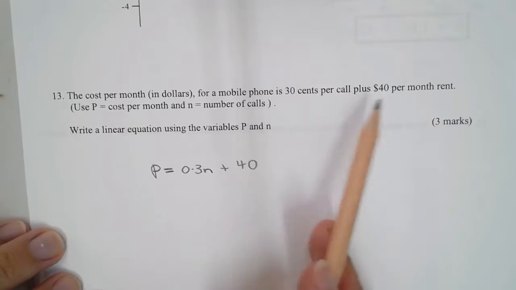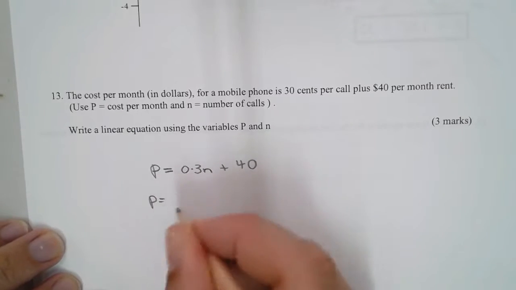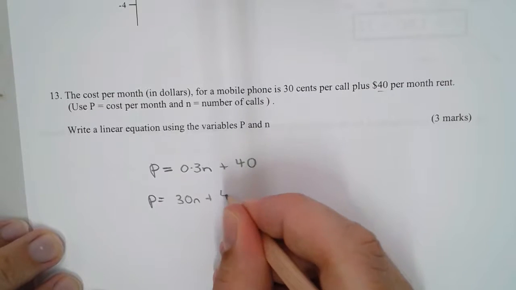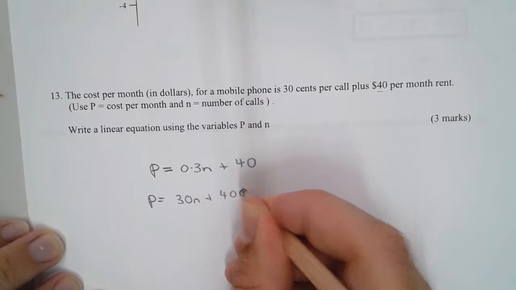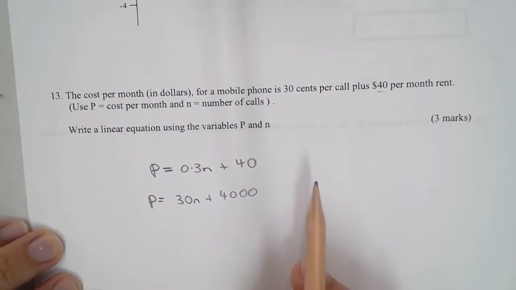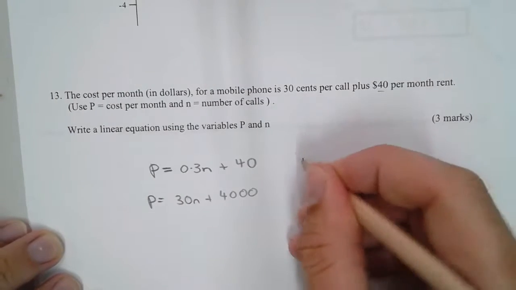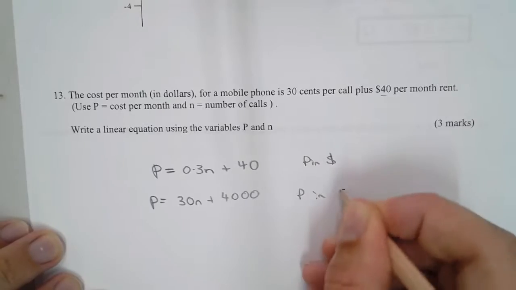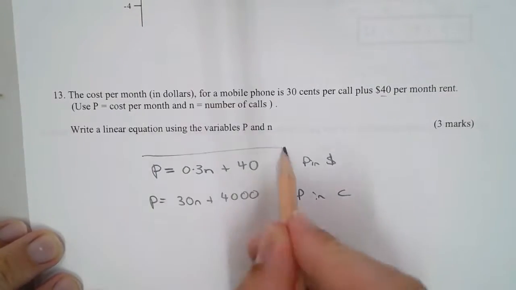If you wanted to do them both in cents, you could also have 30 cents plus, but that in cents is going to be 4,000. So that's P in dollars, and that's P in cents. So I actually prefer this one out of the two.